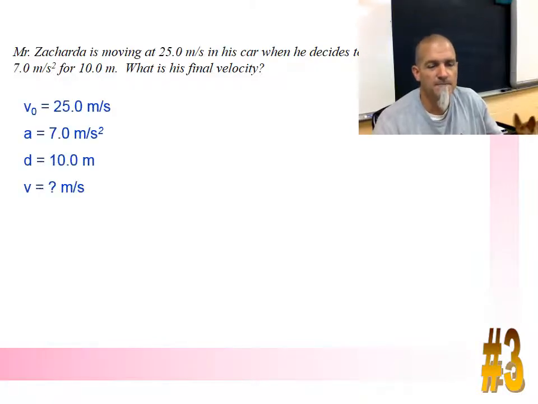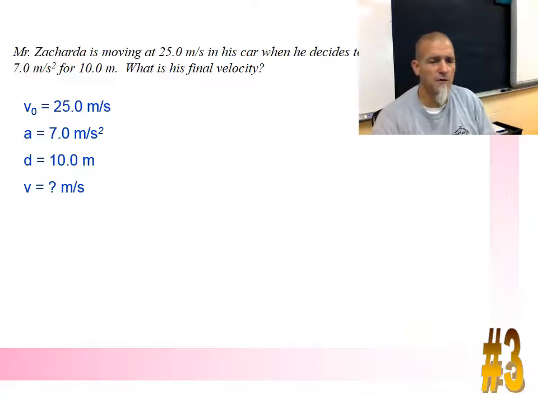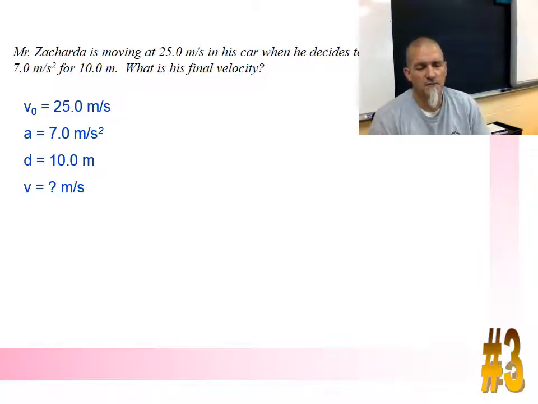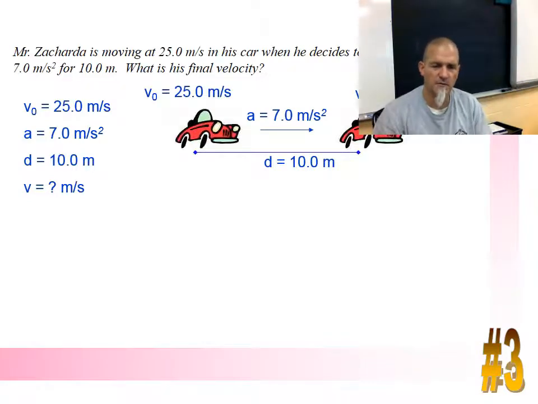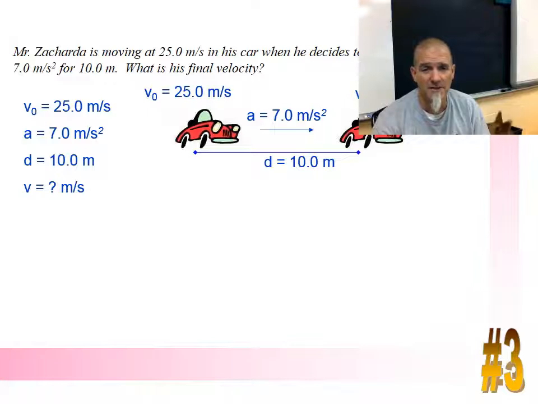Okay, so here's what we have. Mr. Zaccarda's initial velocity was 25 meters per second. He's going to accelerate 7 meters per second squared for a distance of 10 meters. And we're looking for his final velocity after he does that. Here's a sketch of the situation. Hopefully you have something similar. Mr. Zaccarda is traveling at 25 meters per second here. He's going to speed up, accelerate 7 meters per second squared over a distance of 10 meters, not very far, but 10 meters. And we want to know how fast he is going.